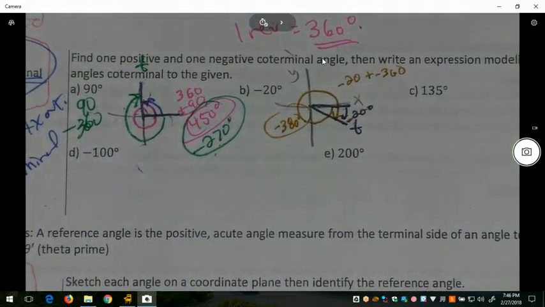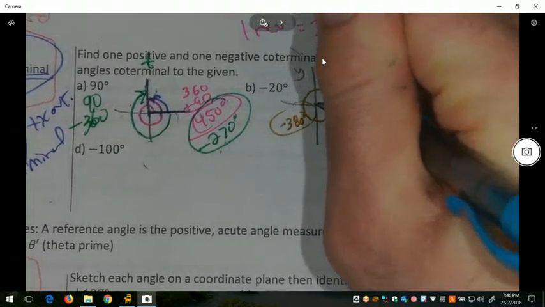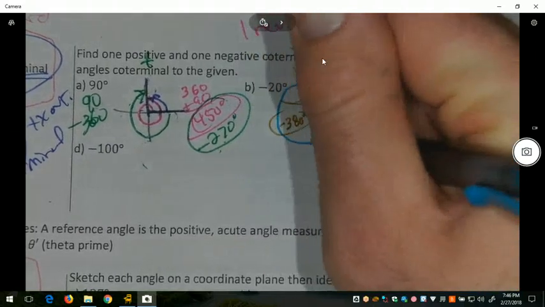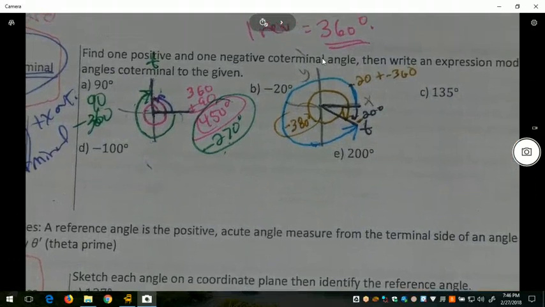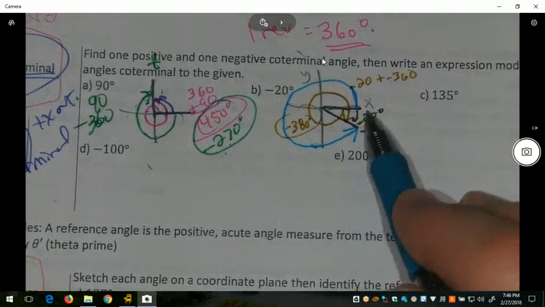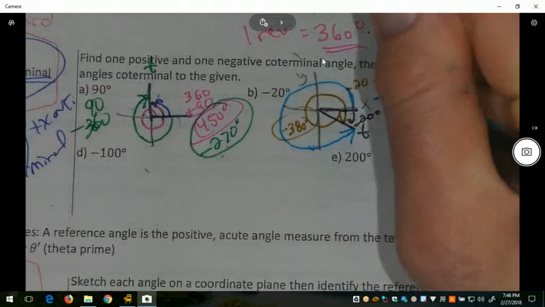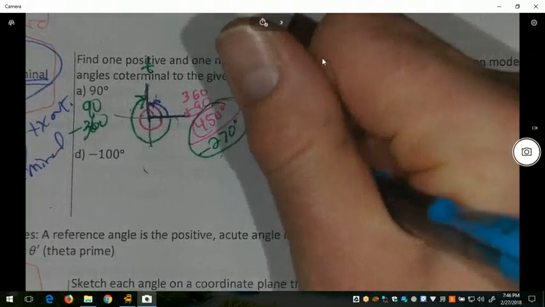And then for a positive coterminal, instead of going in a negative direction, I could have gone in a positive direction from my initial ray, almost full circle, but not quite full circle because I end at that terminal ray, which is 20 less than 360. So that's negative 20 plus 360, which is going to be 340 degrees.